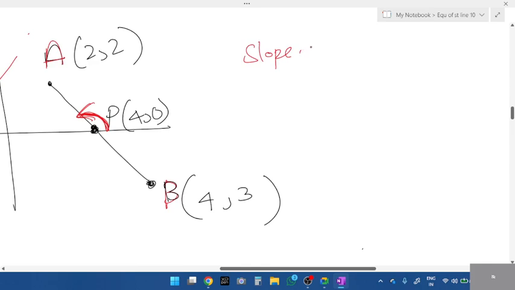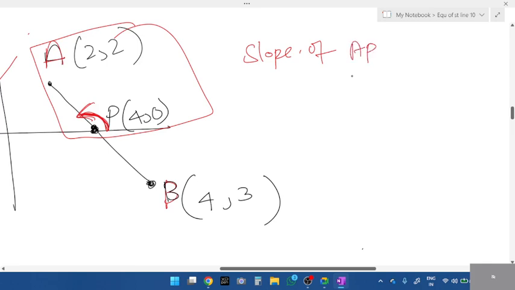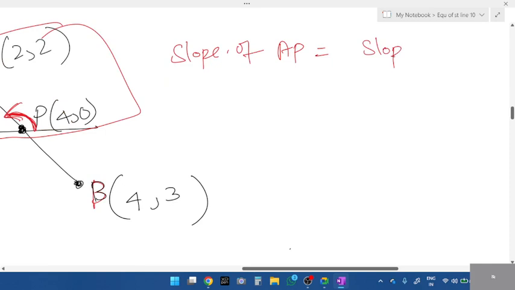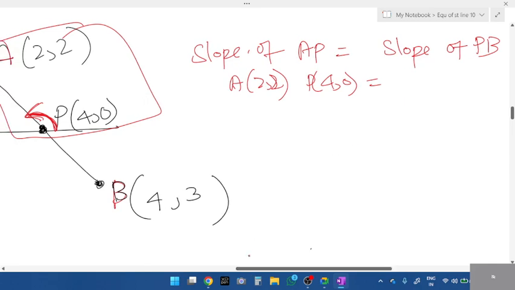If 3 points are given, first we need to take these two, A and B. Slope of AP is equal to slope of PB. First AP is given, take A value 2 comma 2. Next P is given 4 comma 0, is equal to slope of PB. Now the concept here, any one value will be missing.